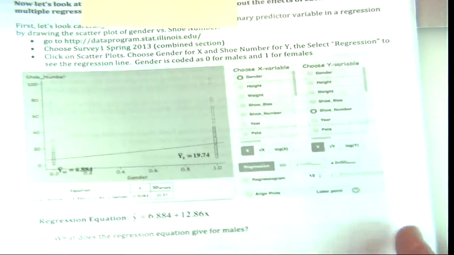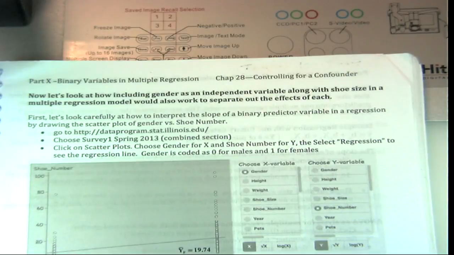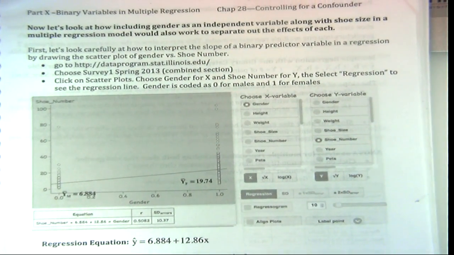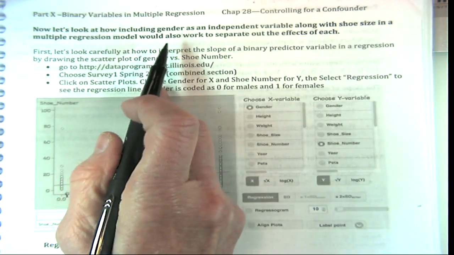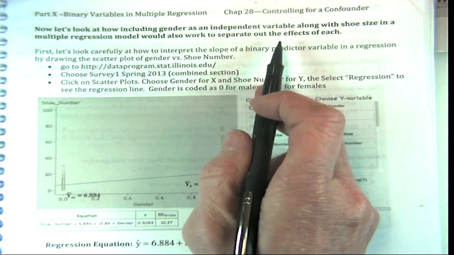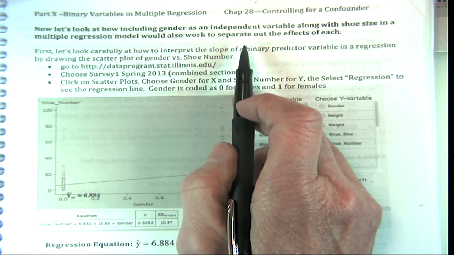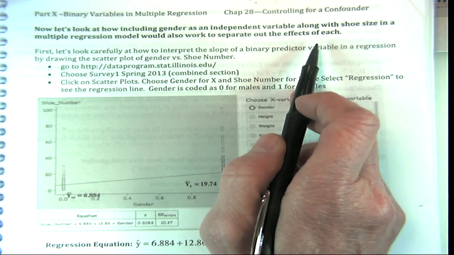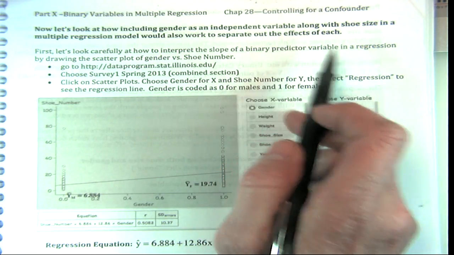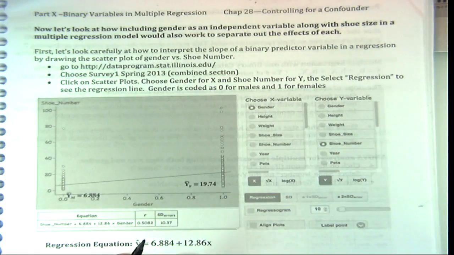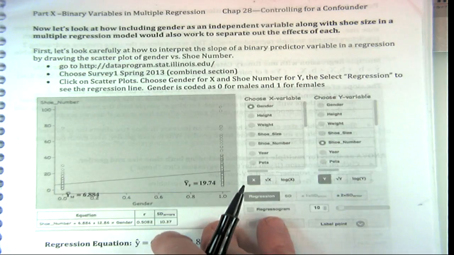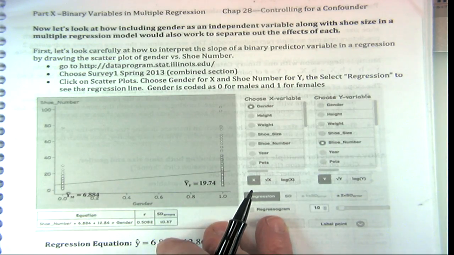Okay. Now what we're going to do is we're going to add gender to the regression equation to show you how it does the same thing as stratifying. But first, let's look at how gender, if you add it as an independent variable, along with the shoe size, would work to separate out the effects of each and give you the stratified equations. So let's, first of all, you're probably not used to what it would even look like to have a 0-1 variable, a categorical variable predicting a quantitative one.